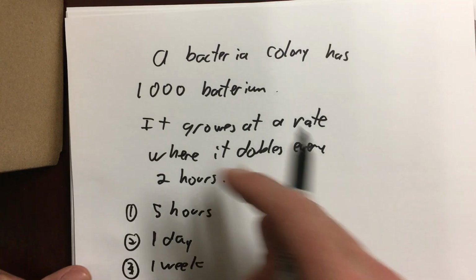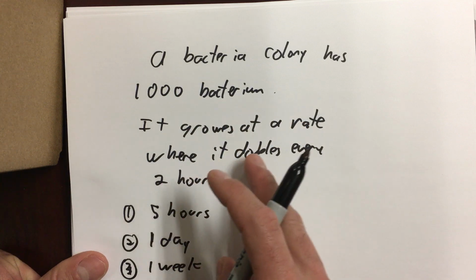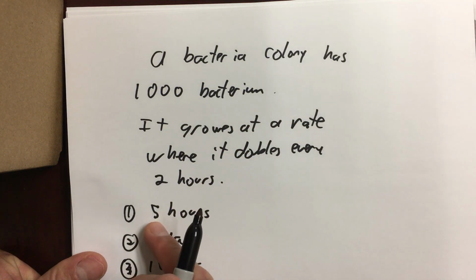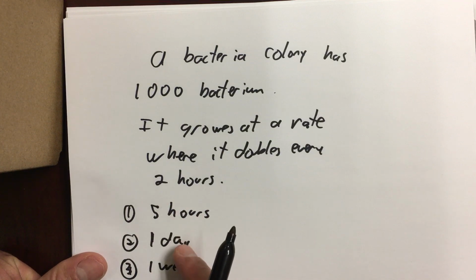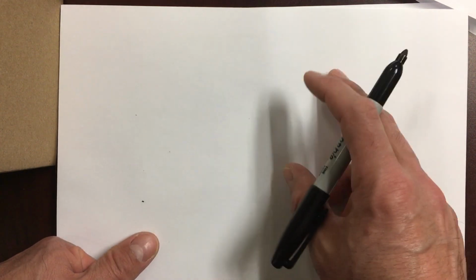Okay, so we have 1,000 bacteria. The colony grows at a rate where the number of bacteria doubles every 2 hours. And I want to know how many there will be in 5 hours, 1 day, or 1 week. Okay, so I'm assuming you've already looked at compound interest. So you have a sense where you have an exponent representing the number of times you recalculate. And we're going to recalculate every 2 hours.